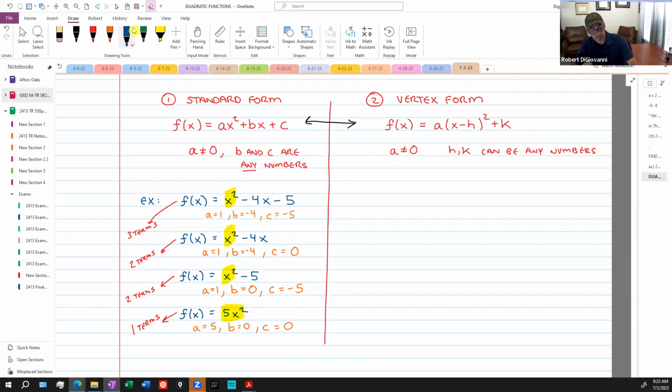But let me give you some examples of your vertex form. So you could have something like this. Let's go with 2 times (x plus 3) squared, and then minus 8.